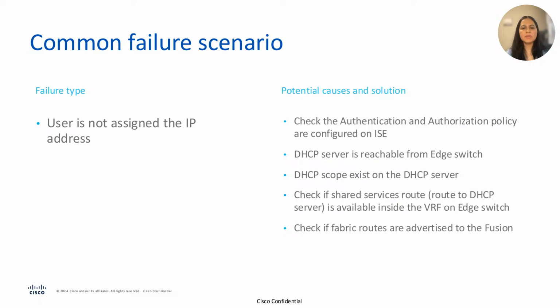Then the other common issue that we see is that the user is not assigned the IP address. Here, the first step is to check if ISE is configured correctly or not. There are authentication and authorization policies that must match the user or all the users for that group. You should also keep an eye on the matching criteria and think about how the user will onboard the network. Like if the user is using 802.1X or no authentication, what SSID is he joining?